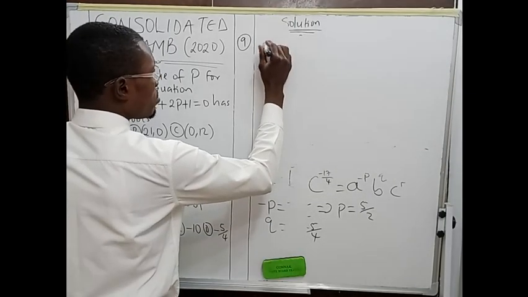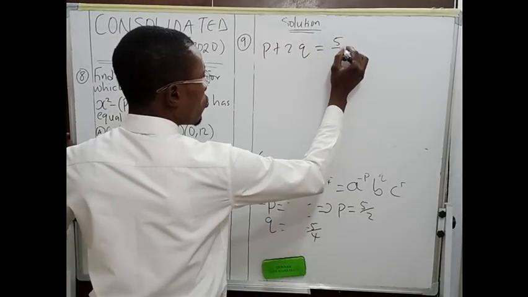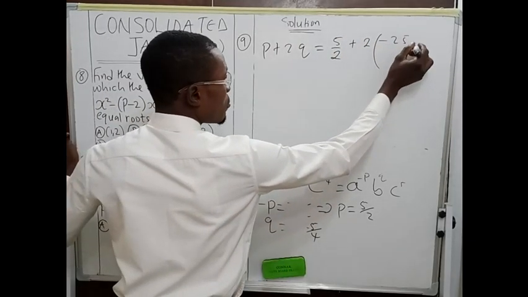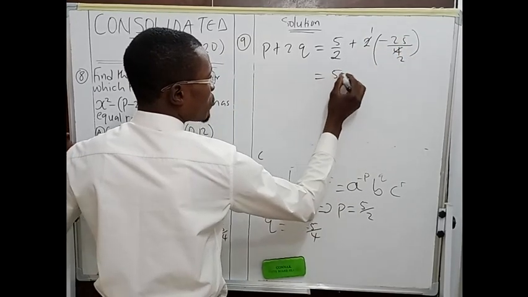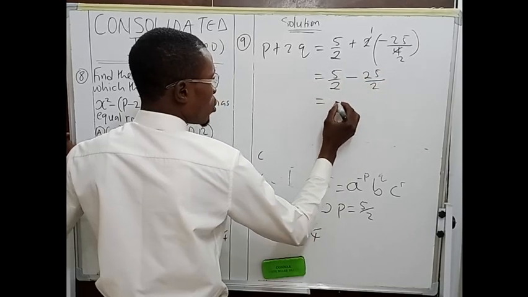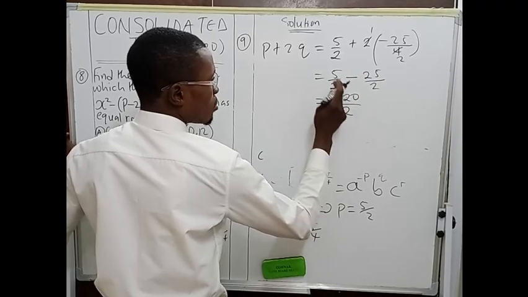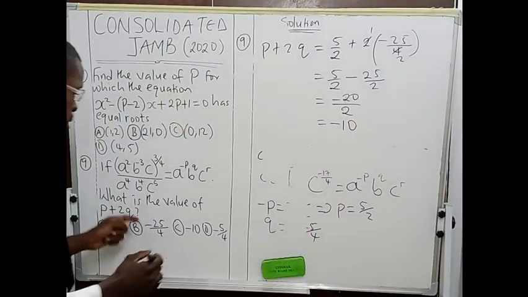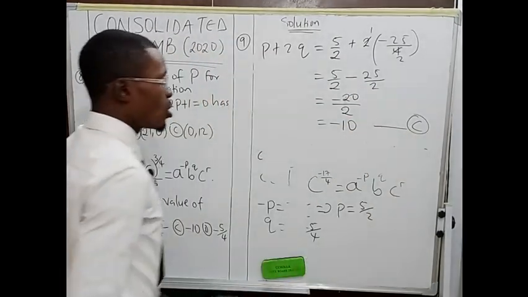So now the expression p plus 2q equals what now? Our p is what? 5 over 2 plus 2 times our q, which is what? Minus 25 over 4. Right? 2 here, 1, 2 here, 2. I'm going to have 5 over 2 minus 25 over 2. And that will give me what? Minus 20 over 2. 5 minus 25 is minus 20 over 2. And that will give me minus 10. And that is given by option C. So here now, option C is the correct option.